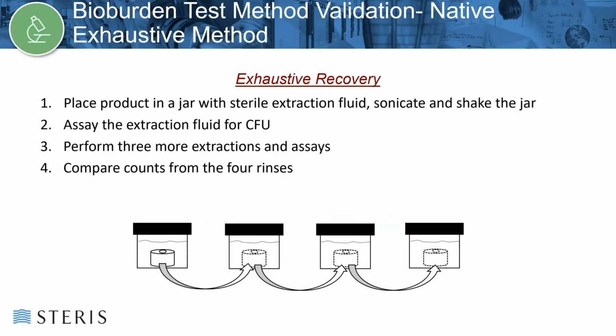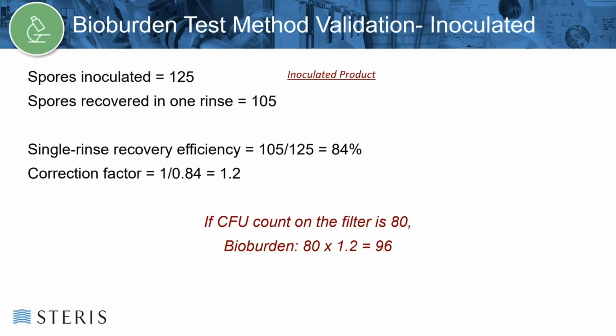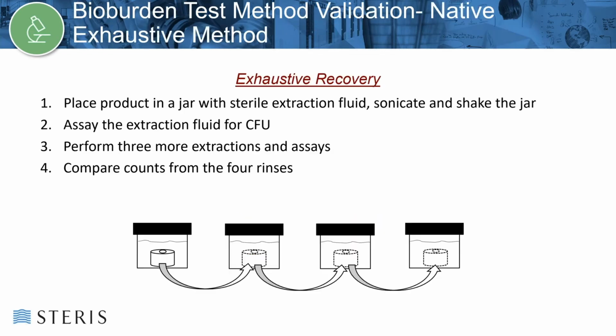This correction factor would be multiplied by routine test results to correct for the inefficiency of our method. If we recover 80 colony-forming units from the product in a routine test, we would multiply it by 1.2 to yield a calculated result of 96 CFU.